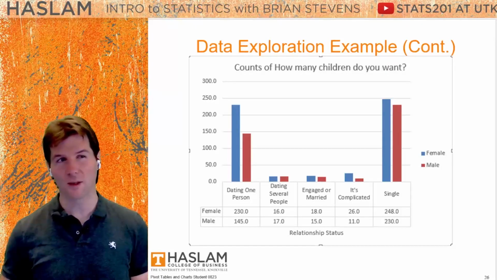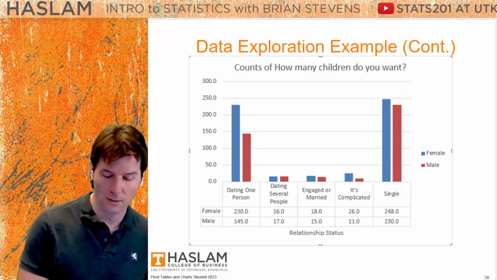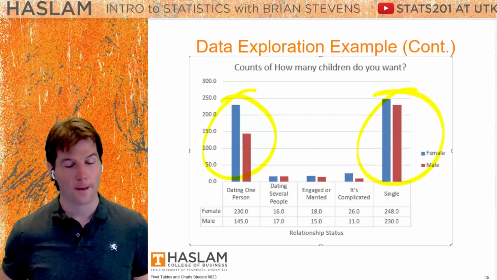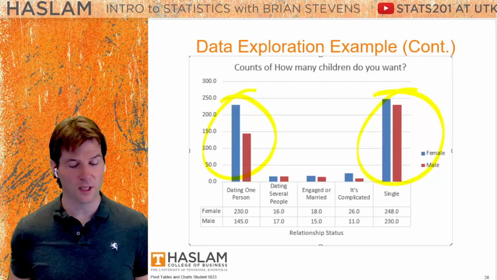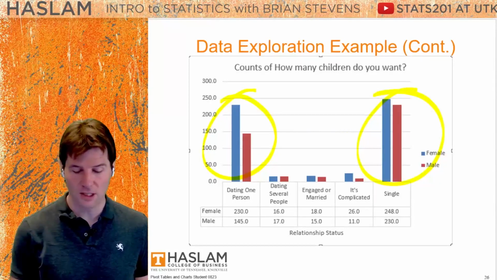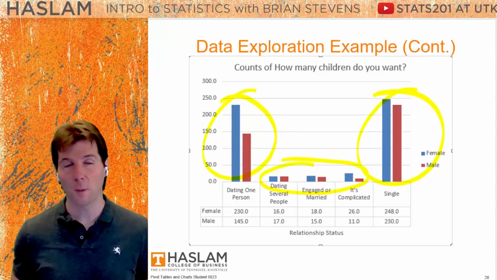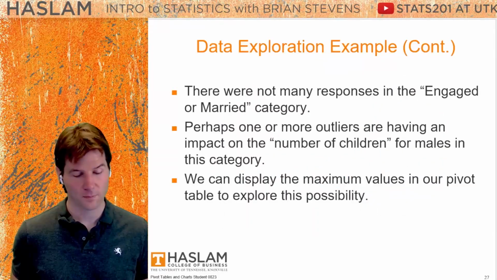And what do you notice about the UT population? Well, it's mostly people dating one person, mostly single people. So there's a lot of differences that we can see right here where a lot of people at UT are not in these groups. So this lets us understand how many people were sampled in each group.